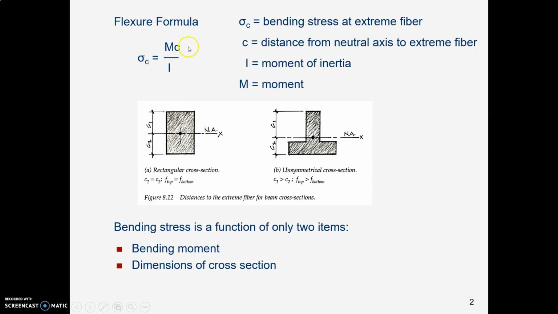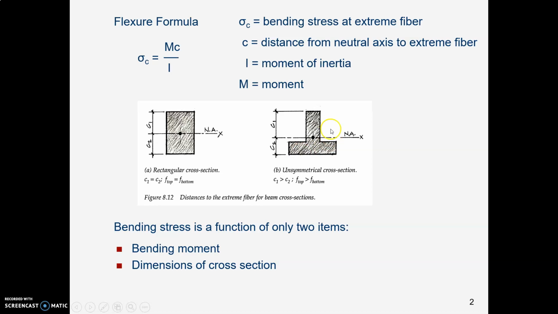Some engineers use this thing called the Flexure Formula. We're not going to use that. I just want to show it to you. We're going to go on and use a simpler version. But I want to show you where the simpler version comes from.